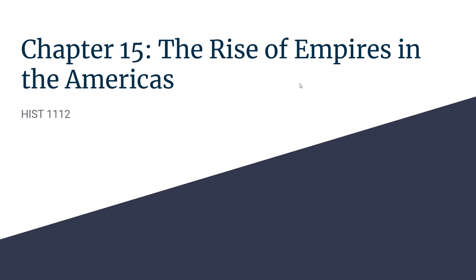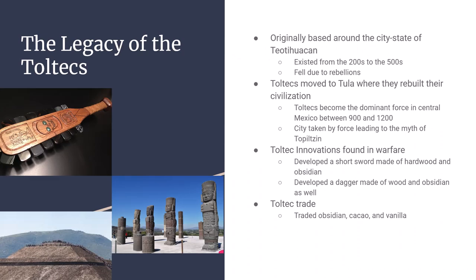It's really short. There are just a couple of groups of people I want to tell you about. The first group I want to tell you about is called the Toltecs. They're generally seen as the oldest of the New World civilizations. And the Toltecs existed roughly from the early 200s to the late 500s. And they were popular. They were powerful for a little bit.